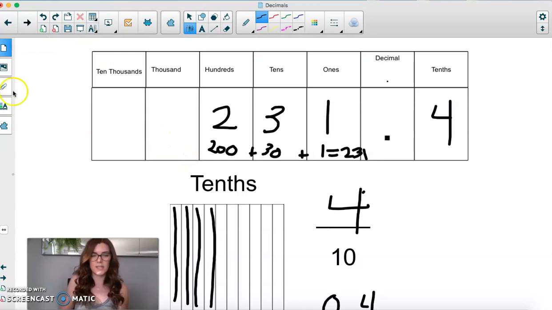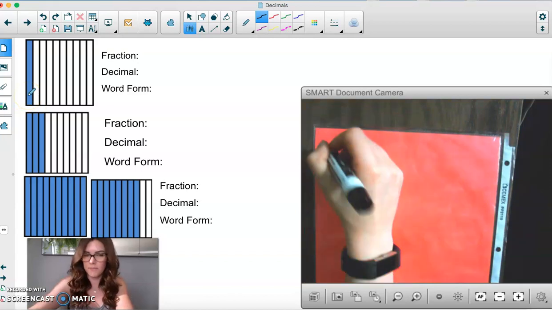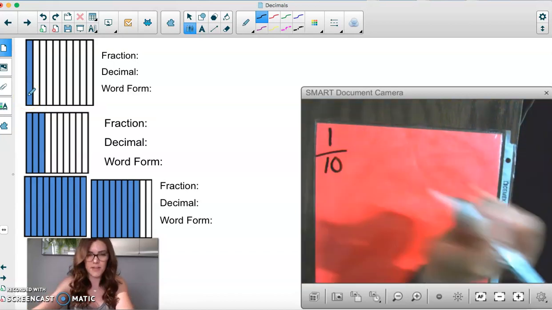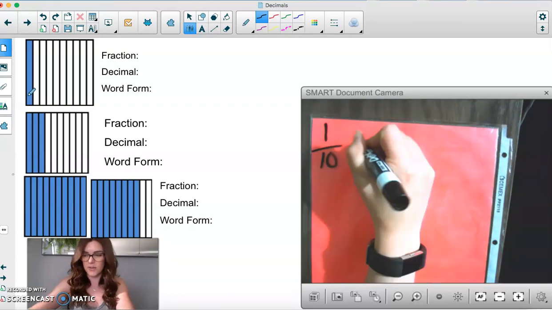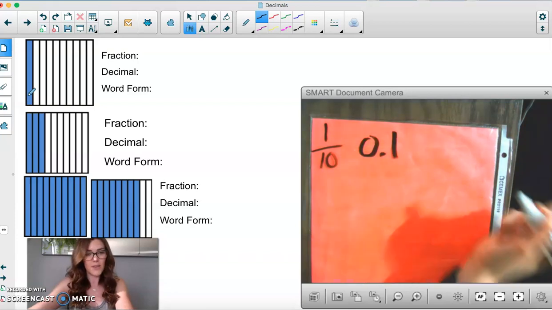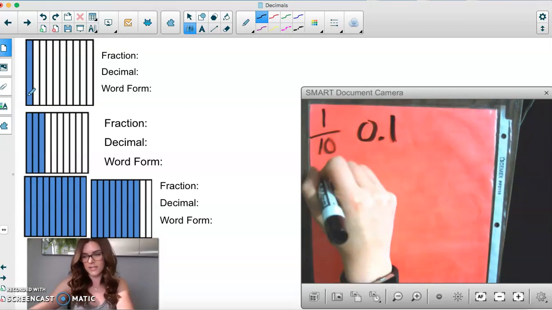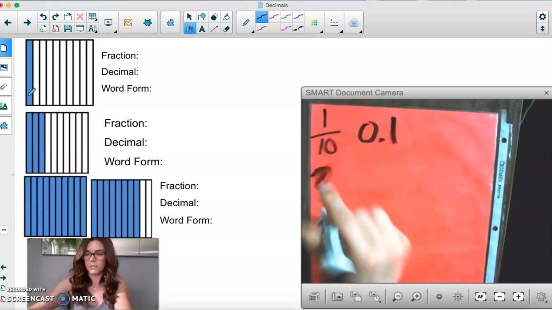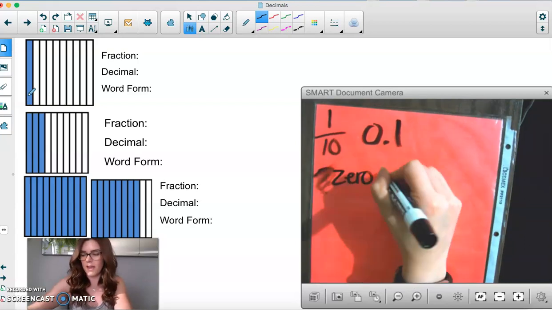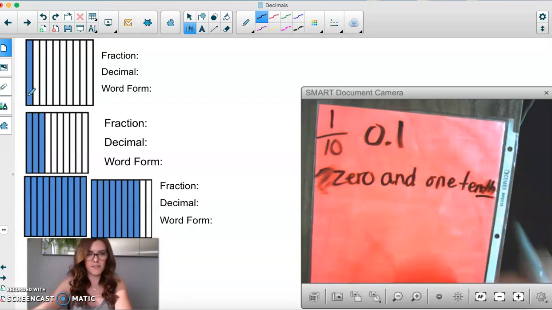So you are going to need your whiteboard, a sock, and a marker. We have our first example here. We have 1 section shaded in, so this one would read 1/10. How we would write that as a decimal is 0, because we don't have a whole piece colored in, and 1/10. And then word form, just like in our unit at the beginning of the year for number sense, we would write 0 and 1/10. Tenth has a TH at the end.